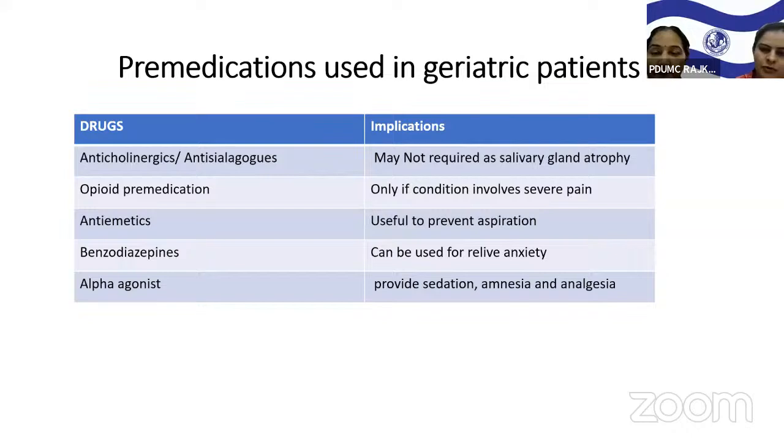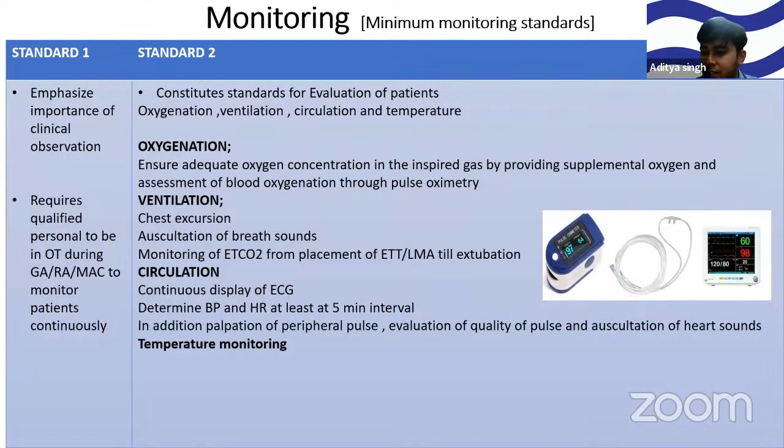So what intraoperative monitors will you be using for this patient? I'm going to monitor according to the minimum monitoring standards. There are two standards. According to standard one, we monitor the patient clinically, and in standard two, we monitor the oxygenation of the patient and may provide supplemental oxygen if needed. We monitor the ventilation of the patient through chest excursion and auscultation of the breath sounds, and we monitor the circulation with the help of the ECG, NIBP, pulse oximetry, or through palpation of the pulses.